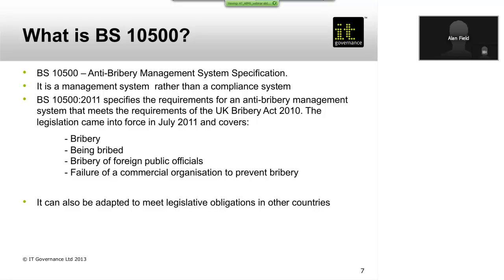And I think of the lists of matters it covers, the key one is the final one, failure of a commercial organisation to prevent bribery. So in other words, an organisation needs to have a policy or a system in place to prevent bribery. So in one sense, it's probably the widest legislation in the world relating to that. How this is interpreted is obviously a much more complex matter.